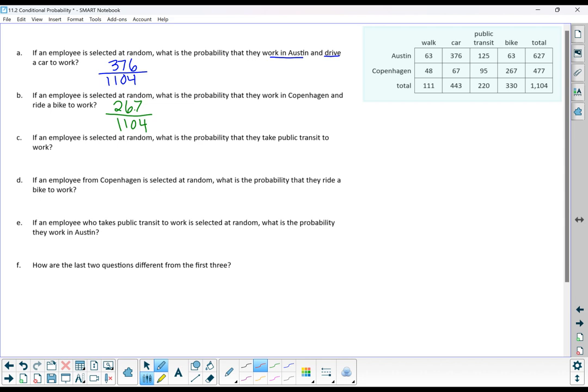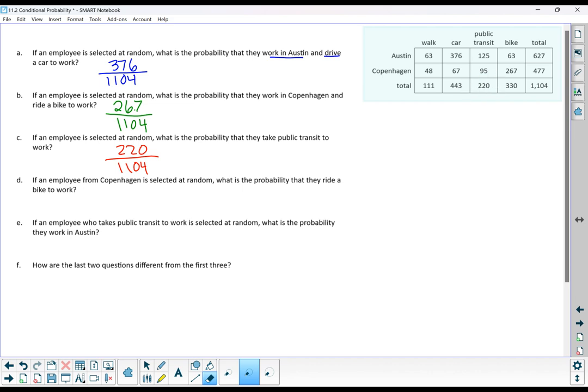So this one isn't specifying which city they live in. So it would include all of the employees who take public transit. So that would be 220 out of 1,104. We're just selecting an employee at random.